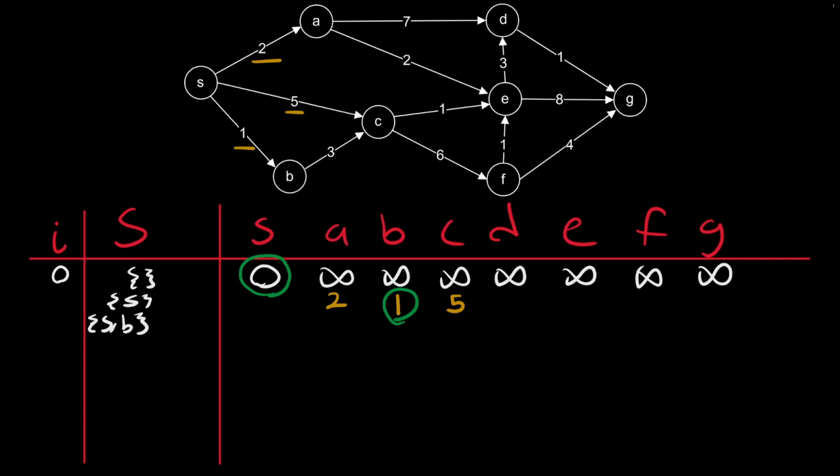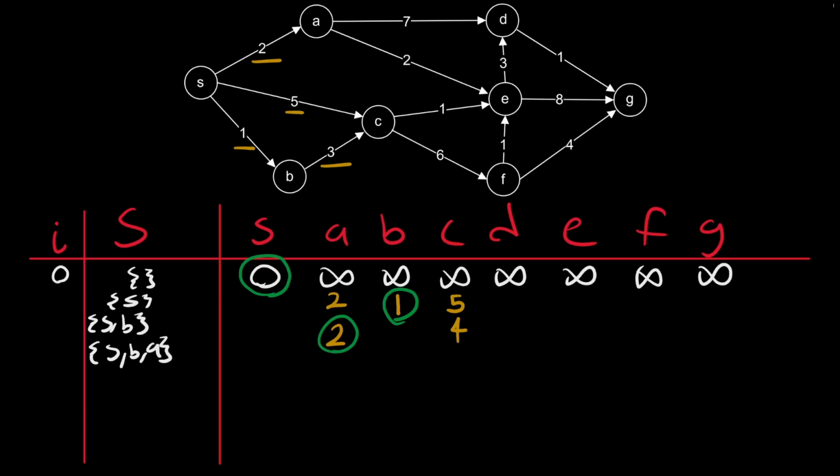Now we look from B, and we found C at 4. So we make C now 4. There's nothing else we can do after this iteration, so we bring back the 2 down here from A, and now we can lock in A. Our next set is S, B, A.